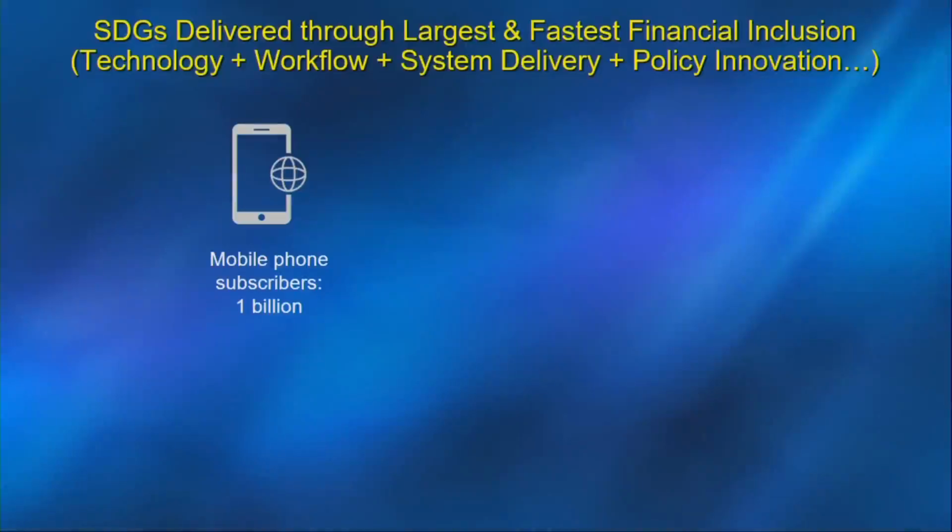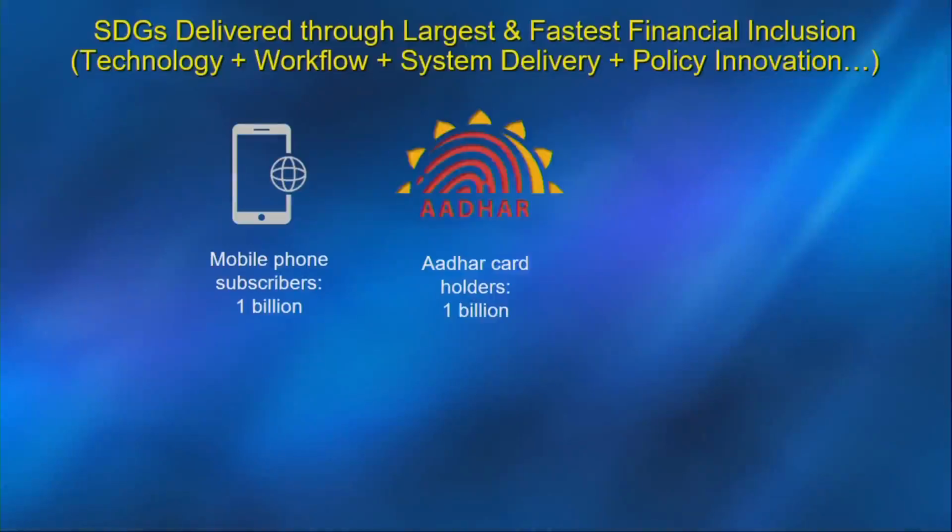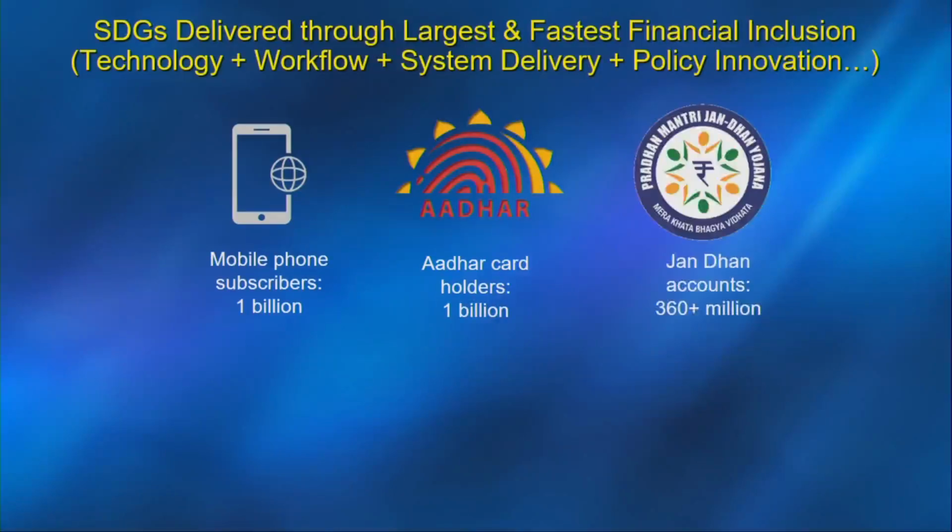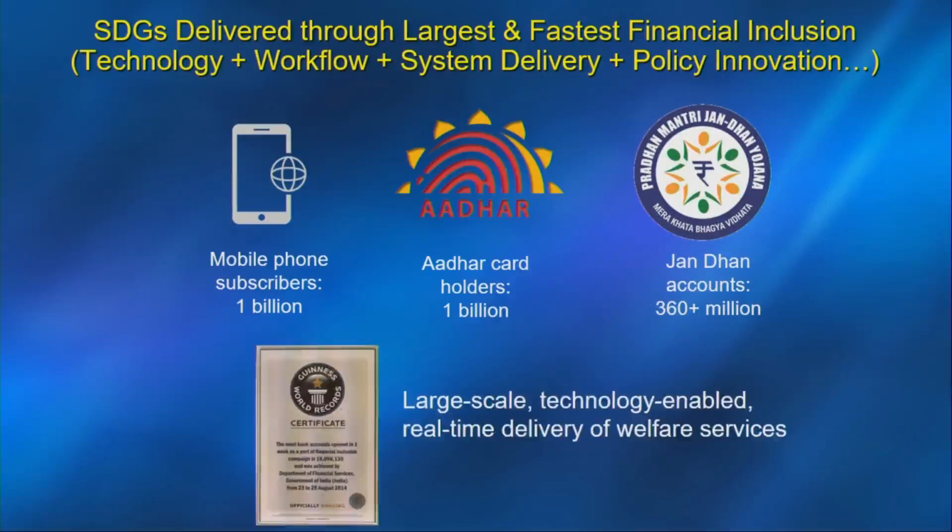But then what happened? The total innovation, all the technology, workflow, system delivery, policy innovation came together. 1 billion mobiles, 1 billion Aadhaar cards, which are both identity and authentication, and 360 plus million Jandan accounts were created. And in fact, Guinness Book of Record certificate, as you can see here, has been given for the fastest financial inclusion in the world, satisfying the SDGs that we actually want.